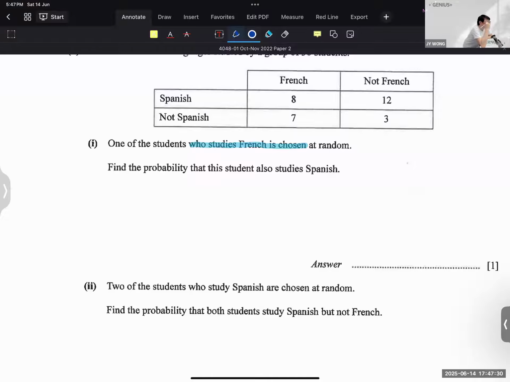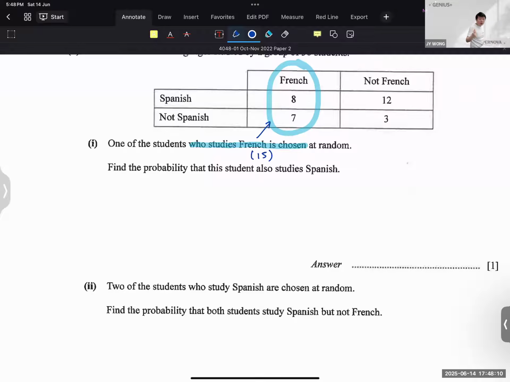Jada, what is my denominator here? One of the students who studies French is chosen. What is the denominator? It is not 30. It is 15. Because you are choosing from where? You are only choosing from here. This is what they mean by a student who studies French is chosen. That means I choose from the French side only. Okay, so my denominator is 15, not 30.